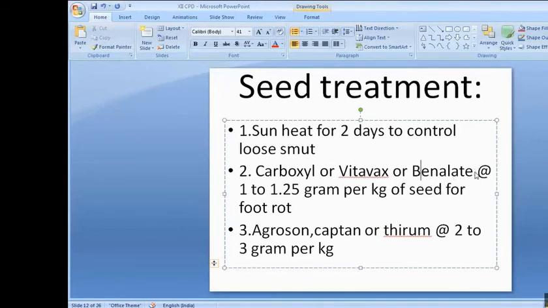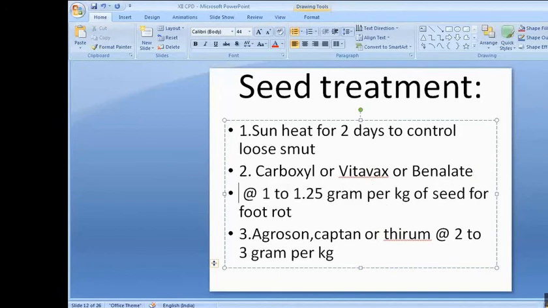Now what is the rate? They are given at the rate of 1 to 1.25 gram per kg of seed. Means what? 1 gram of carbaryl per 1 kg of seed. So this carbaryl is mixed very properly and that is used for sowing. After seed treatment, sowing is to be done within 24 hours.